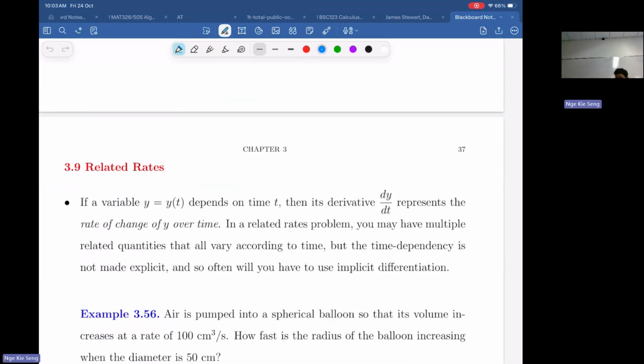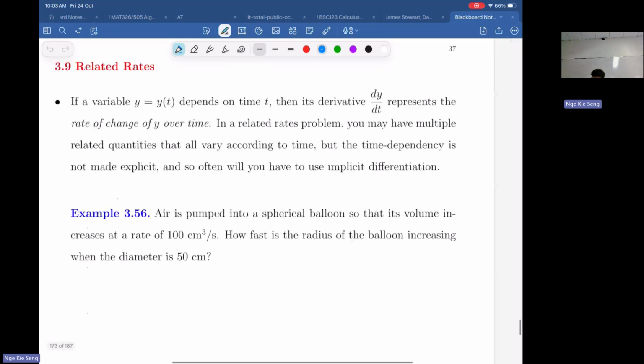So meaning there are various things that depend on t. But these various things are controlled by a function, and these are called related rates. One of the related rates you saw was the chain rule. Chain rule is one kind of related rate. The other one is implicit differentiation. You get y in terms of something else, and then they all depend on some variable x. Then you want to differentiate.